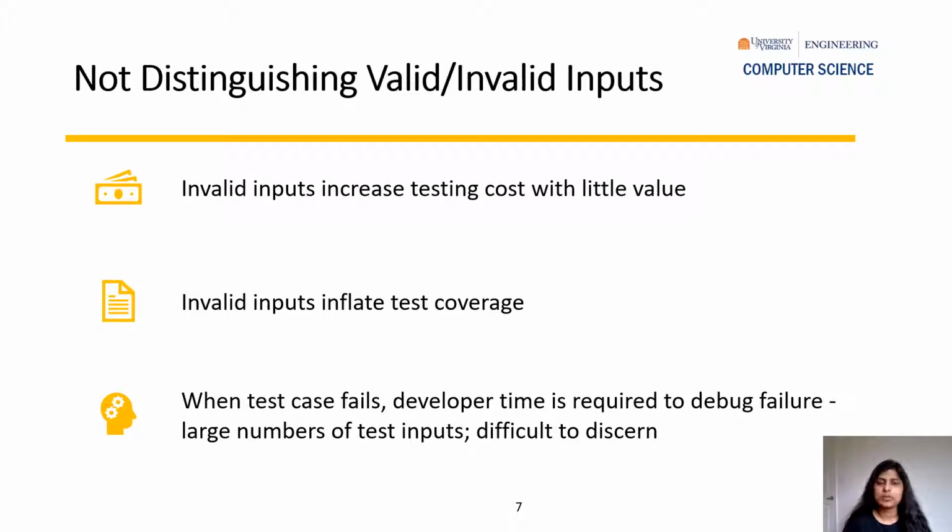Not distinguishing between valid and invalid test inputs presents some problems. A testing technique that generates a large number of invalid inputs adds little value to testing while increasing the testing cost. Invalid inputs inflate test coverage and thus provide a false notion of test adequacy to the developer. And when the number of invalid inputs is very large, they waste developers' debugging effort.